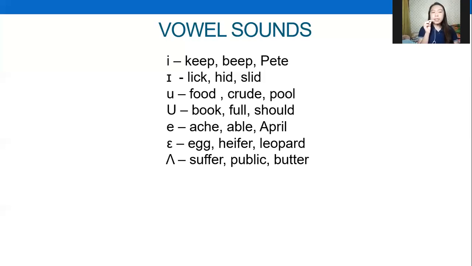This symbol is what we call the caret symbol, while this one is what we call the schwa symbol. Now, the caret and the schwa symbol are actually articulated the same. So their articulation is ah. The only difference is we only use the caret if that sound is placed in a stressed syllable. So we use the caret symbol. But if that sound is placed in an unstressed syllable, then we use the schwa symbol.